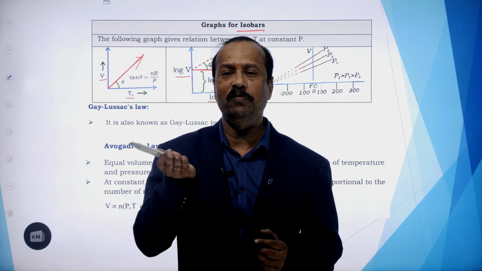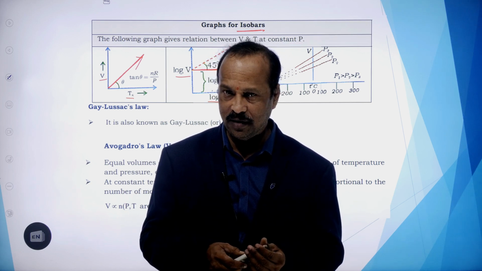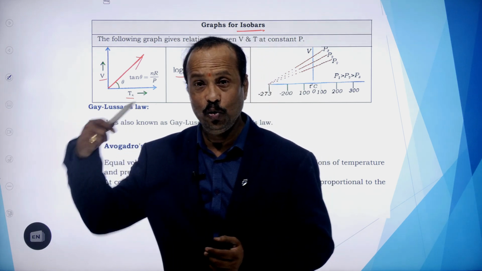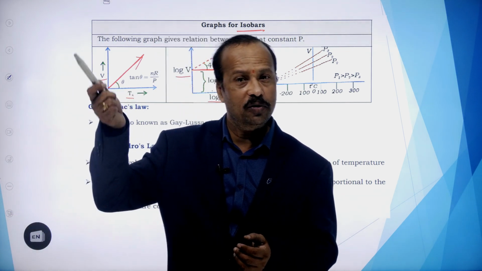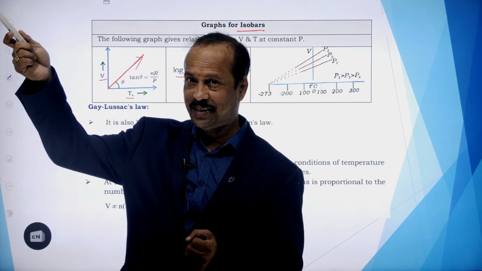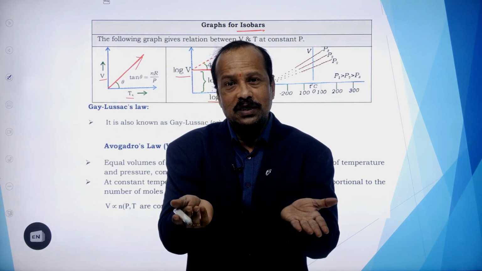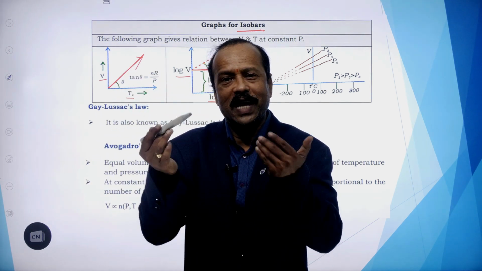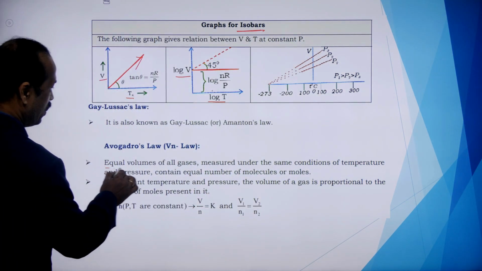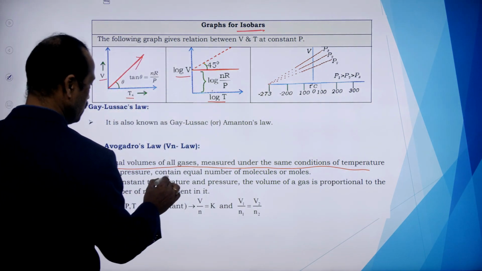Means as the number of moles increases, volume also increases. Yes or no? For example, taking 1 mole of gas, at STP it occupies 22.4 liters. If you take 2 moles of gas, it occupies double, 22.4 means 44.8 liters. Yes or no? So, as the number of moles is increasing, the volume is increasing. So, V is directly proportional to N. That's all.